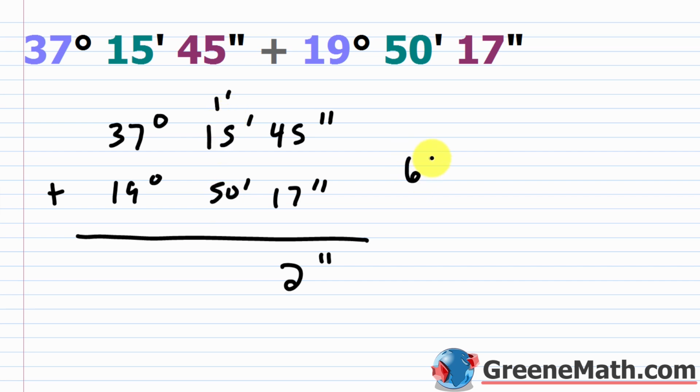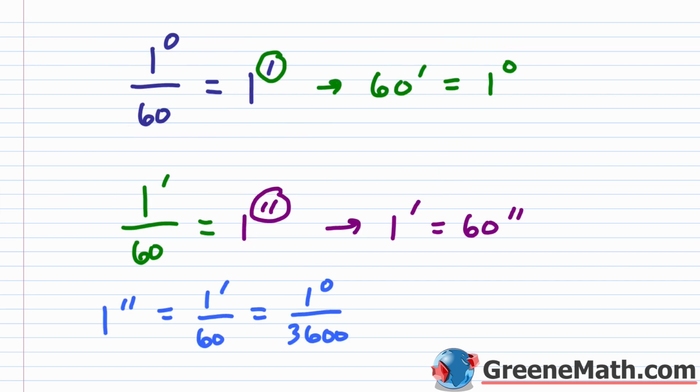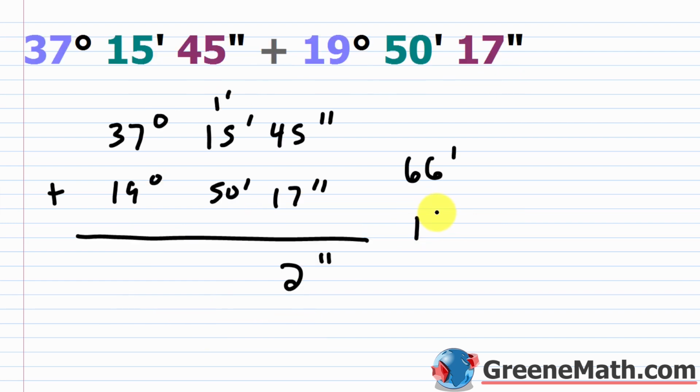So again, now we have 66 minutes, and again, if we go back, we know that 60 minutes equals 1 degree. So I can say that this is 1 degree and 6 minutes, okay? So I'm going to put my 6 minutes down here. I'm going to carry my 1 degree up and over to the next column. And now I'm good to go. I do 1 plus 37, which is 38, and 38 plus 19, which is going to give me 57, so 57 degrees. So the answer here would be 57 degrees, 6 minutes, and 2 seconds.